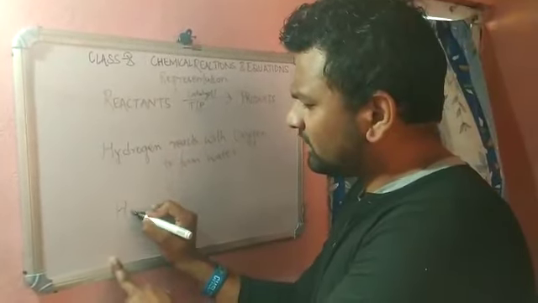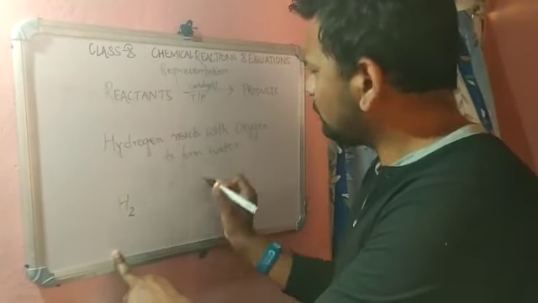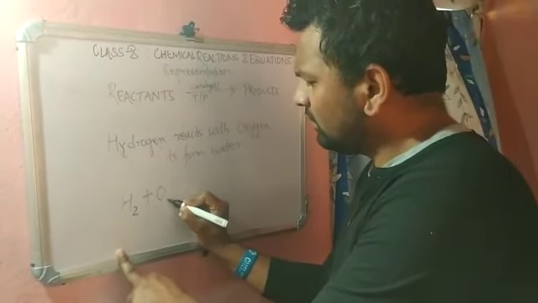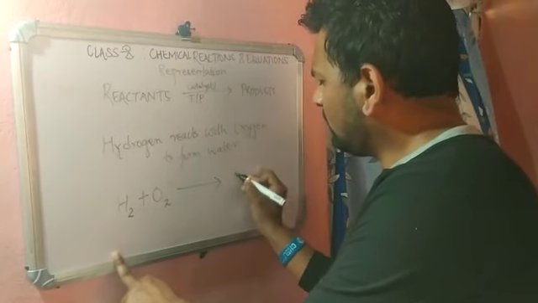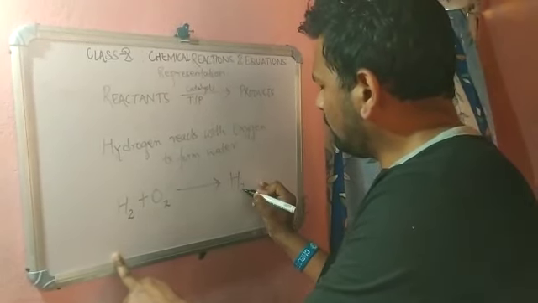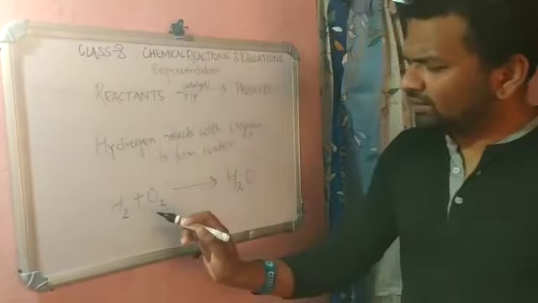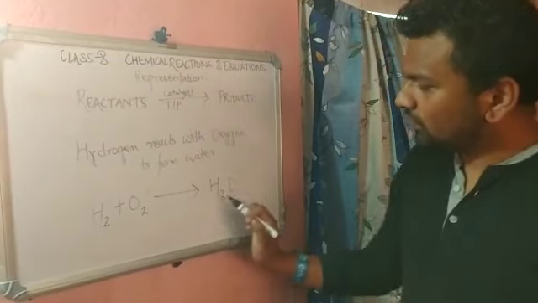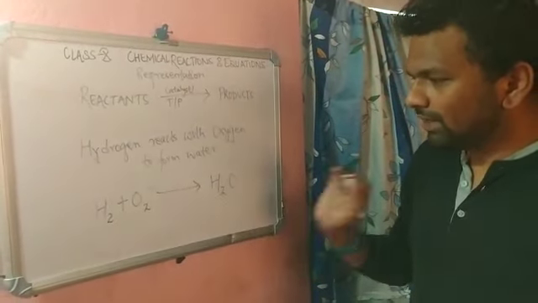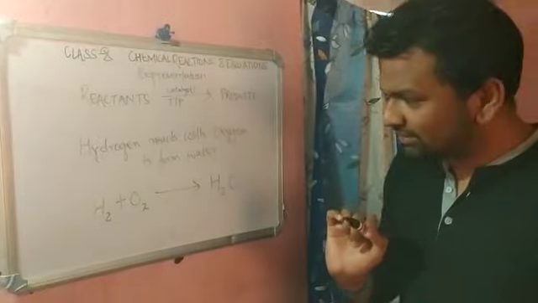Hydrogen is represented with a diatomic existence, H2. Oxygen, O2, will form water. Now here on the left hand side you can see 2 atoms of hydrogen. On the right hand side we have 2 atoms of hydrogen. Left hand side 2 atoms of oxygen, and on the right hand side only 1 atom of oxygen. So we need to balance this reaction.